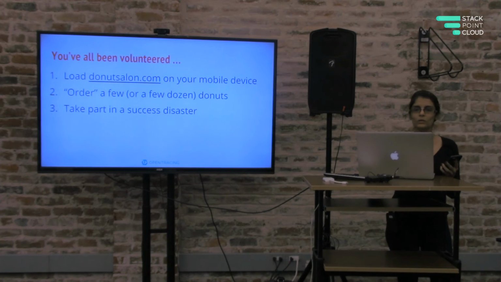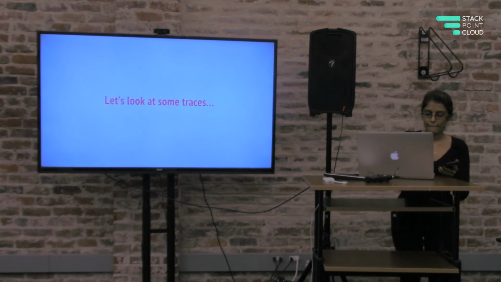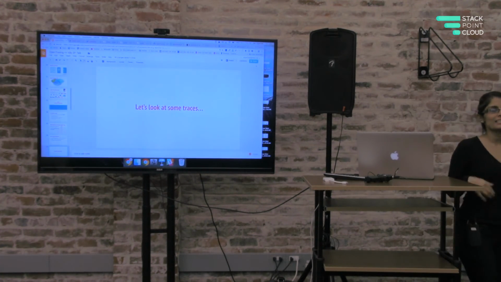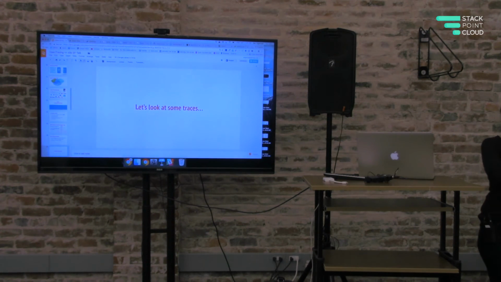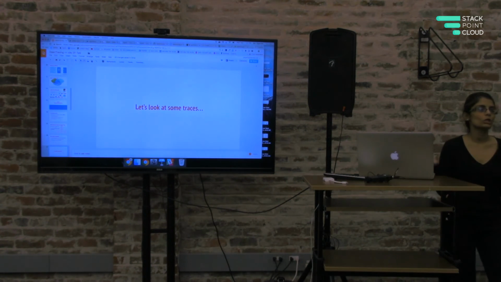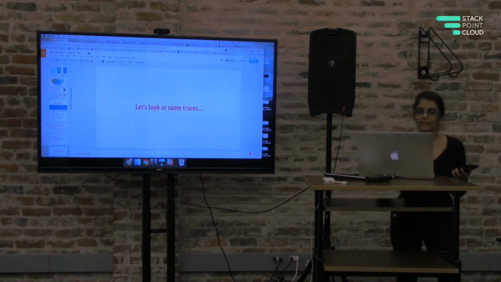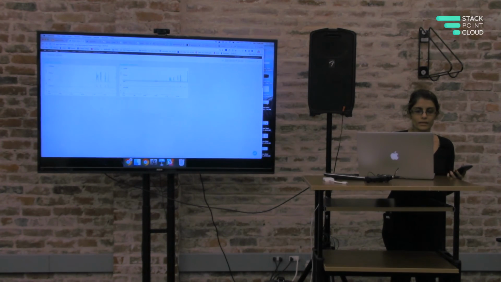Okay, now let's go take part in the success disaster. So what we're gonna do, just so you know, is look at a couple of tracing systems and see traces in both of them, just because my donut salon is set up with OpenTracing, so I can try out different vendors. In this case, I'm going to look at LightStep and Zipkin, because that's what I've set up at the moment. So I go to Donut Salon in my LightStep.